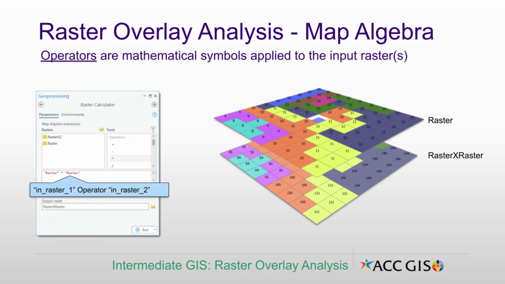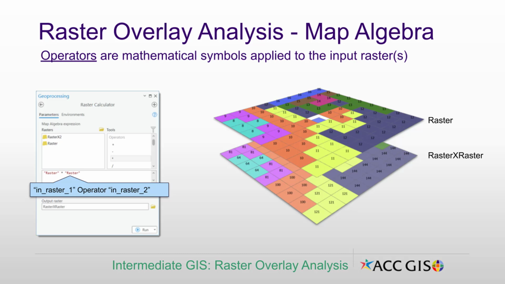Now, I mentioned previously that tools include operators, functions, and tools. And operators are mathematical symbols applied to the input rasters. That's just plus, minus, times, divide, for example. And in the raster calculator on the left, you can see that my expression is raster times raster. So times is the mathematical symbol operator that I'm utilizing to multiply my in raster times an output raster in this case, rather than a value. So it's going to be raster times raster, and the output is going to be saved in my output raster, which is raster x raster.